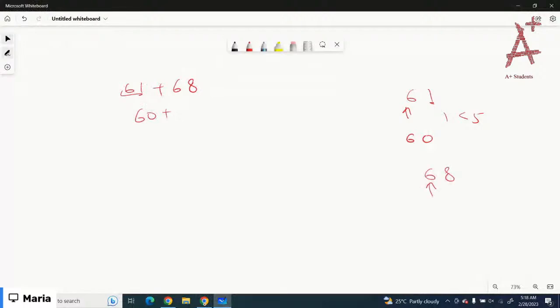6 is at the tens position. The digit right next to 6 is 8. 8 is greater than 5. That means you have to round up. Round up means add 1 to the tens digit and replace the other digit with 0. So it would be then rounded off to 70. Got it? So 60 plus 70 makes 130. So the estimated answer is 130. Got it?